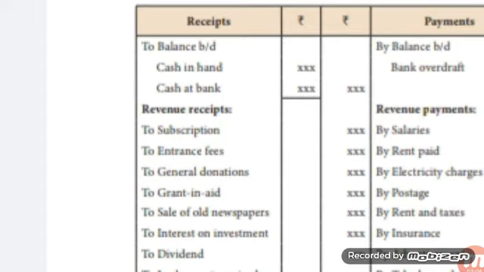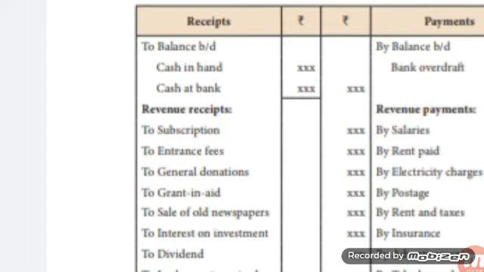Children, all receipts and payments are classified under appropriate headings. See the format. Debit side. All receipts are on the debit side. These receipts are classified under appropriate headings. What is that first heading? Revenue receipts, that is, recurring receipts.